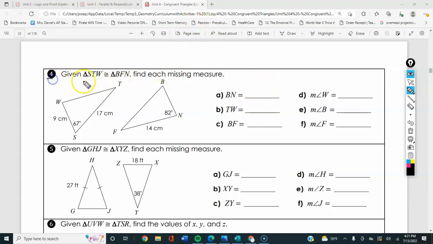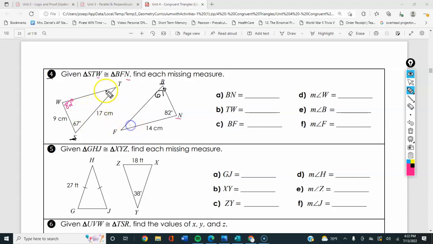Alright. So, number 4. Given triangle ST and triangle BF, find each missing measure. First thing I'm going to do is actually label both triangles. So they're congruent. S goes with B. So S is 67. So that means B is 67. And I got that from the order. The congruency statement. N goes with W. So that's 82.